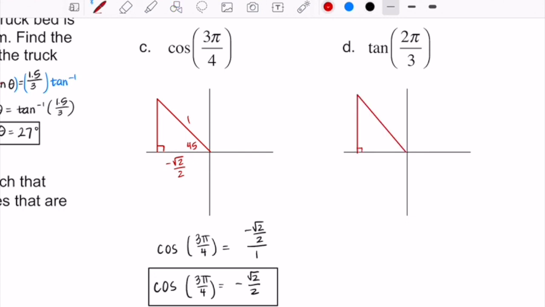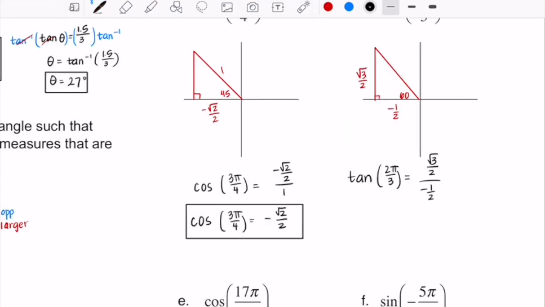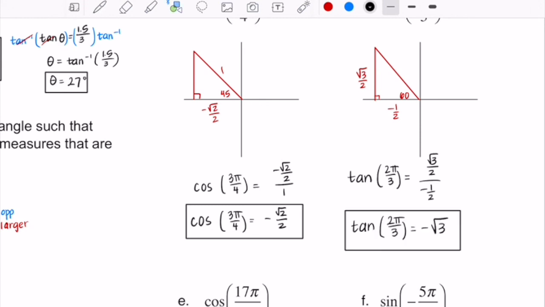Here again, also working in quadrant 2, so tangent of 2 pi over 3. 2 pi over 3 is in quadrant 2. The reference angle for this one is 60 degrees. And for tangent, I need opposite and adjacent. And so the tangent of 2 pi over 3 radians is equal to opposite, so the square root of 3 over 2 divided by adjacent, negative 1/2. And when you copy dot flip, the 2's in the denominators will cross out with one another. And so for this one, you'll get that the tangent of 2 pi over 3 radians is equal to negative the square root of 3.